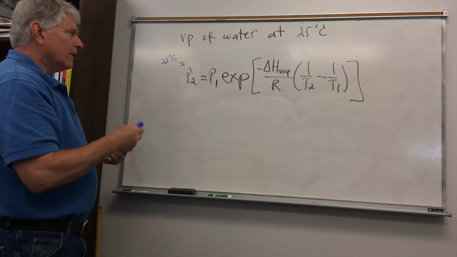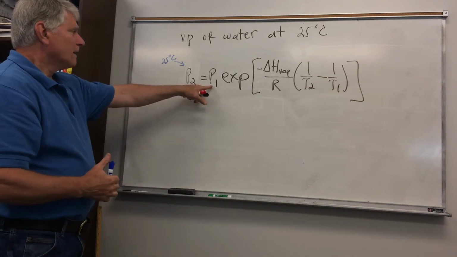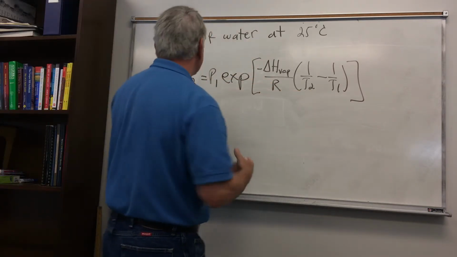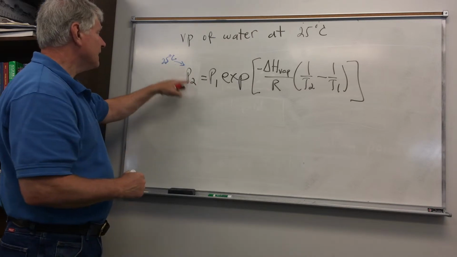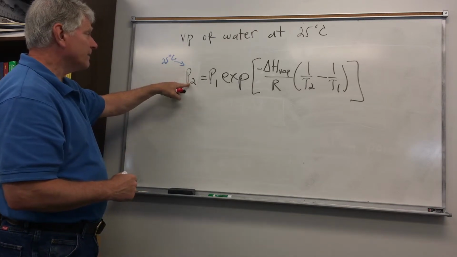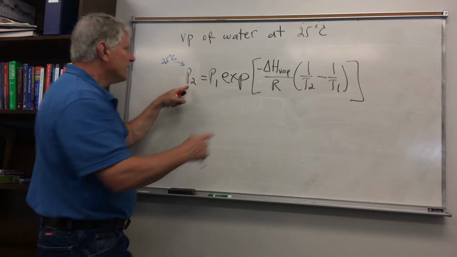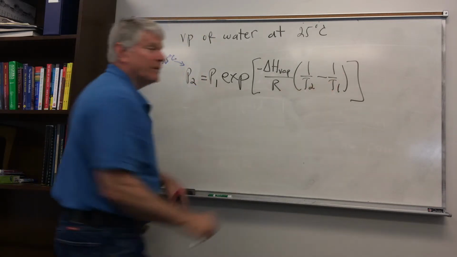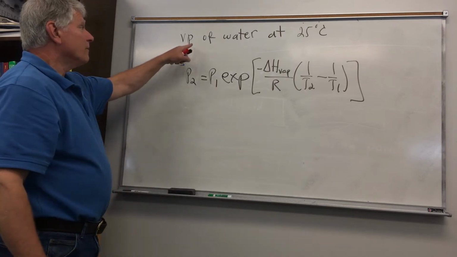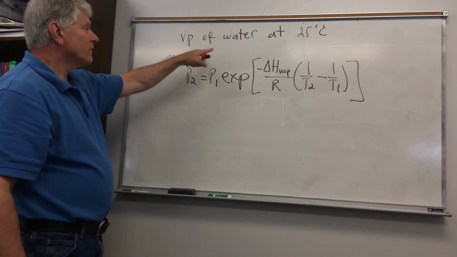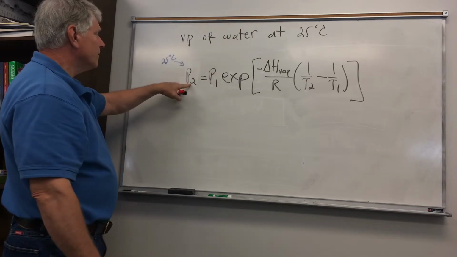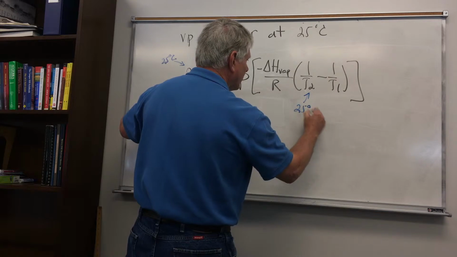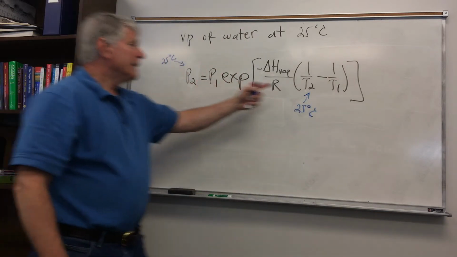Okay, so now I know that temperature 2 is 25 degrees centigrade because I've assigned that as being the vapor pressure for that temperature. So I just make sure that my P2, T2 match, my P1, T1 match. So I'm going to solve for P2, the vapor pressure at 25 degrees centigrade. So P2 and T2 have to match. So I need P1 and T1.